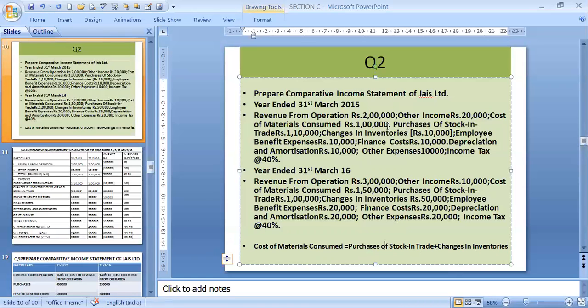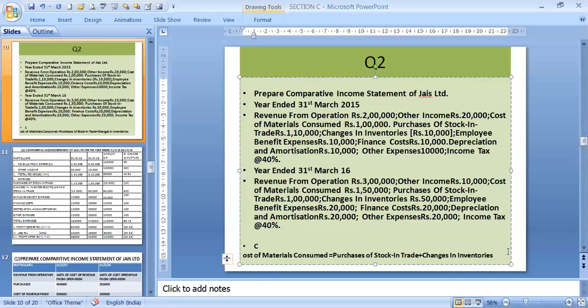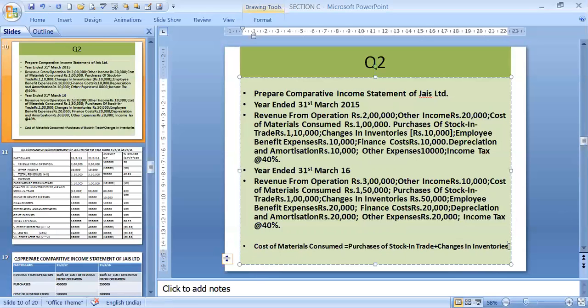If you notice, the figure comes out the same, 1 lakh 10. And over here, changes in inventory means simply opening stock minus closing stock. In this case, opening stock is less and closing stock is more, and that is why we are getting a negative figure. Our change in inventory is opening inventory minus closing inventory.